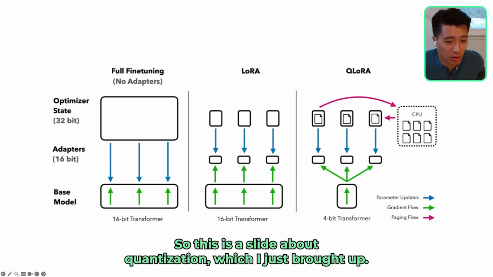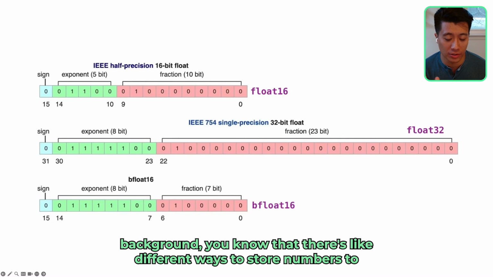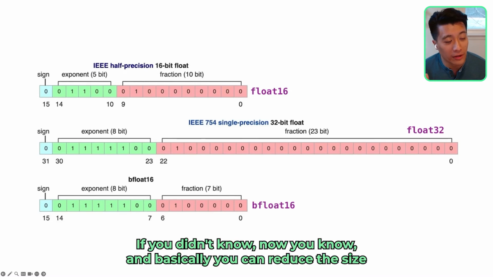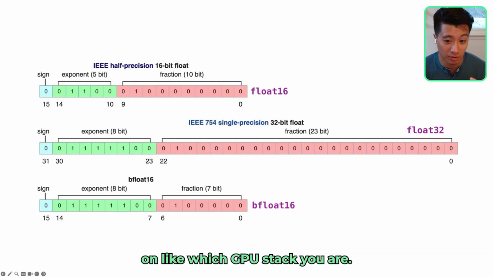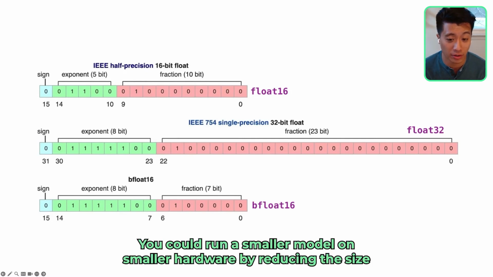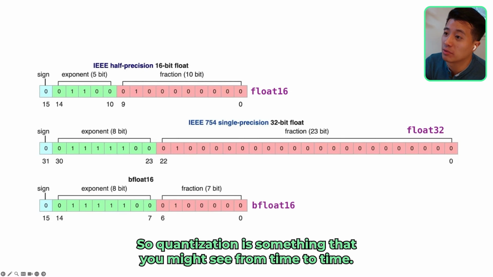This is a slide about quantization, which I just brought up. If you're from a computer science background, you know that there are different ways to store numbers to different levels of precision. If you didn't know, now you know. Basically you can reduce the size of a model, which is important in being able to run it quickly based on which GPU stack you have. You can run more models on the same hardware. You could run a smaller model on smaller hardware by reducing the size of it and also the computational power required to actually run the models. So quantization is something that you might see from time to time.